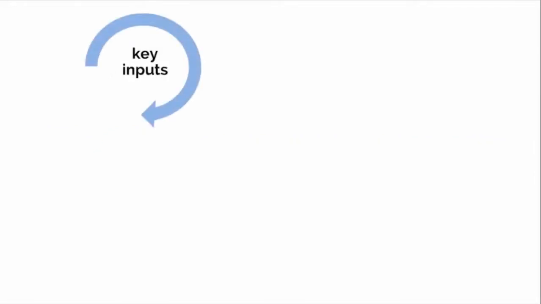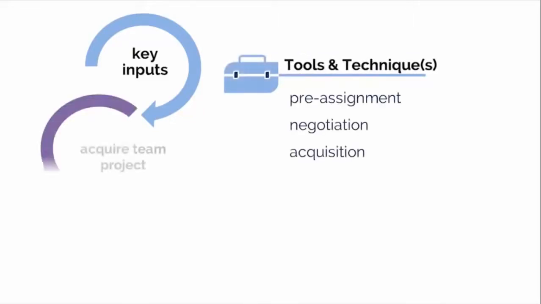The input is, of course, the project management plan. And these are the key tools and techniques for this process. The first is pre-assignment. This is when project team members are selected in advance. The second is negotiation. This is when the project management team negotiates the staff assignments.